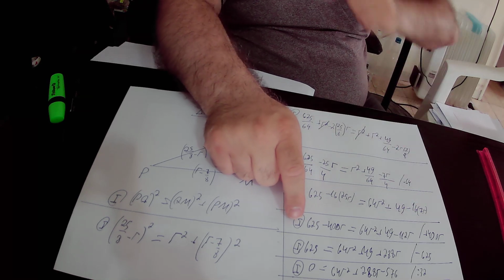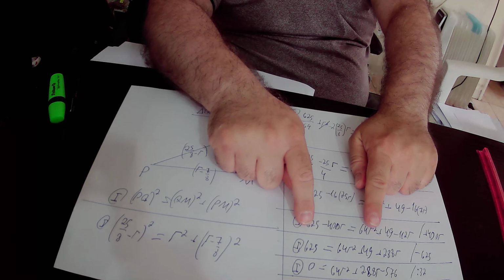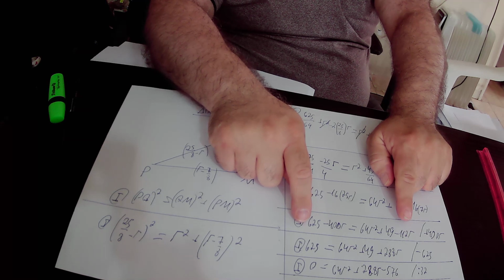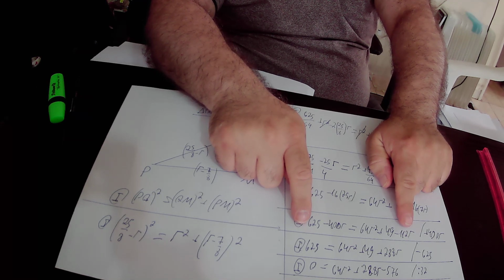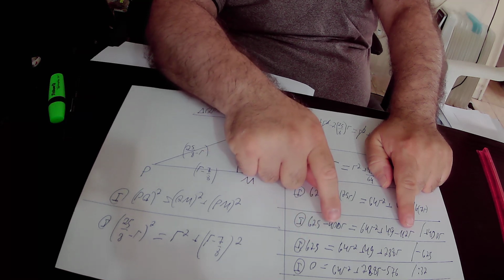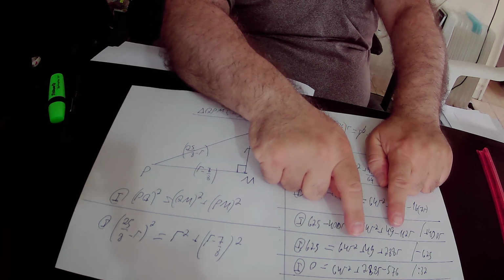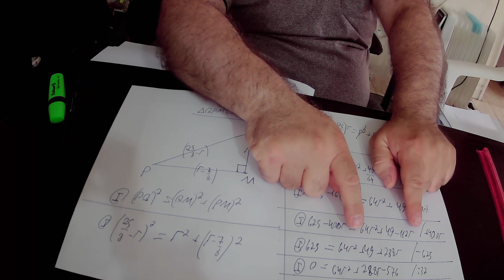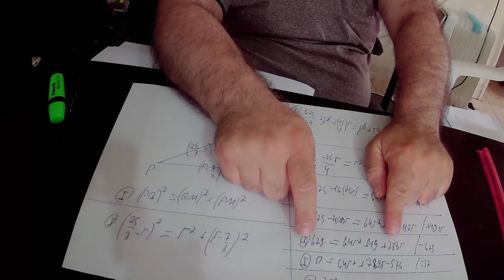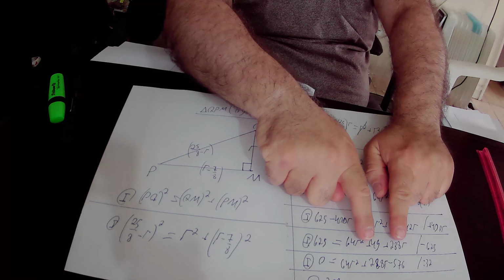So in conclusion, we found that according to equation number 1, 625 equals 64R squared plus 49 plus 288R. We subtracted 625 from this equation, and 625 minus 625 is 0. Here we have 64R squared plus 288R, and 49 minus 625 equals minus 576. So we found that 0 equals 64R squared plus 288R minus 576.